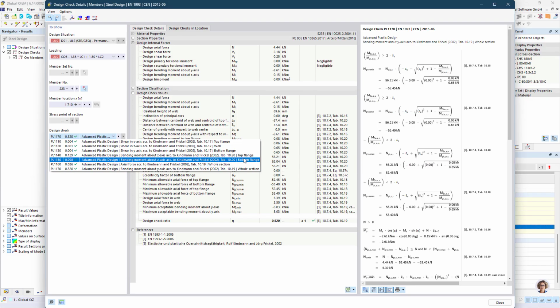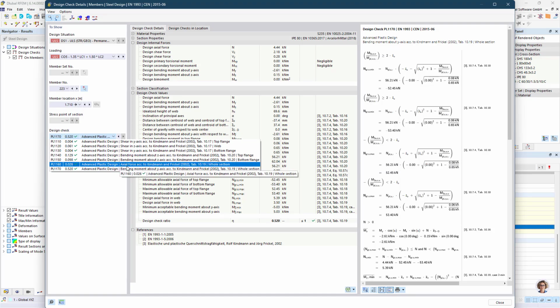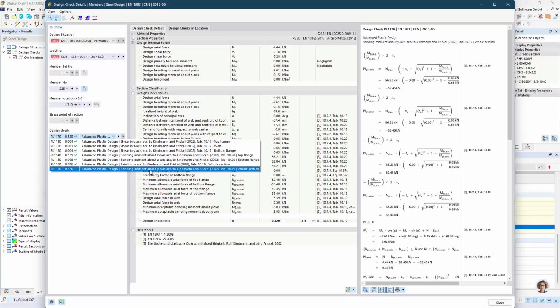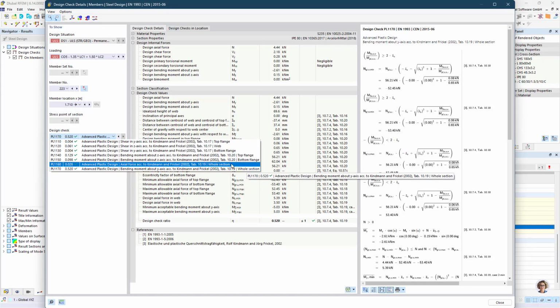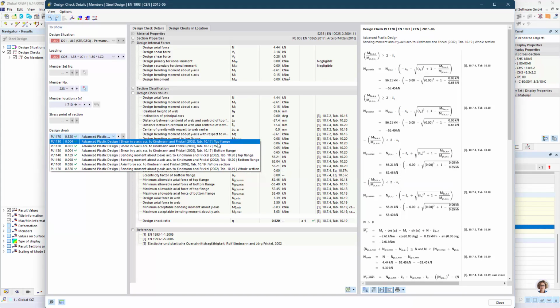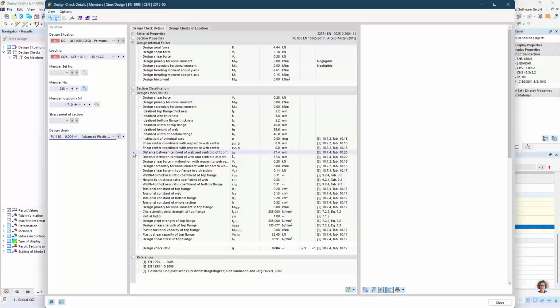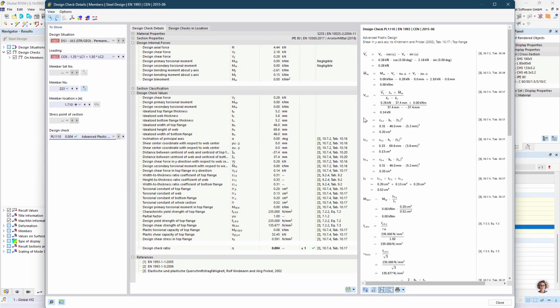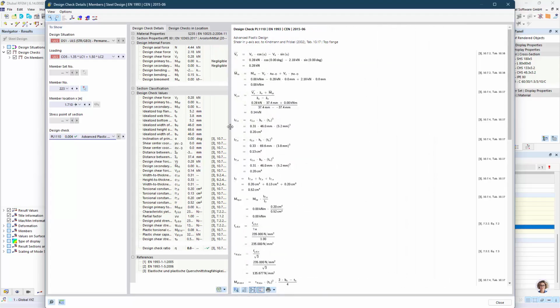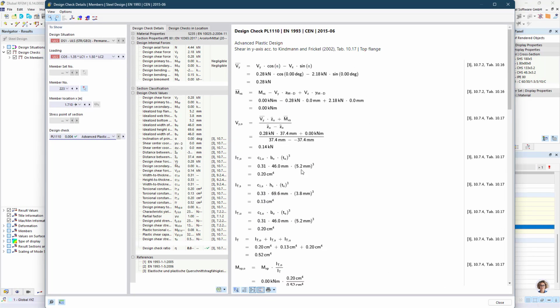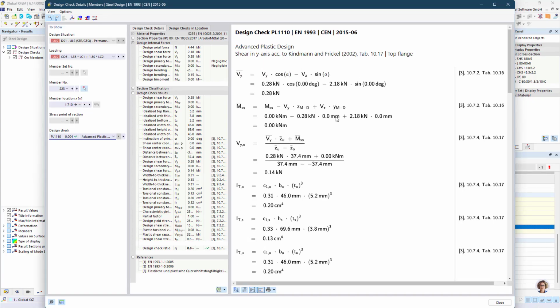And last but not least, we have the interaction, which is done once for the axial force and once for the bending moment. And this again is done on the whole section. So let's go through it on the example of the top flange for this section. And if we have a look at the formulas of this design check, maybe I can make it a bit bigger, then we can see different things.